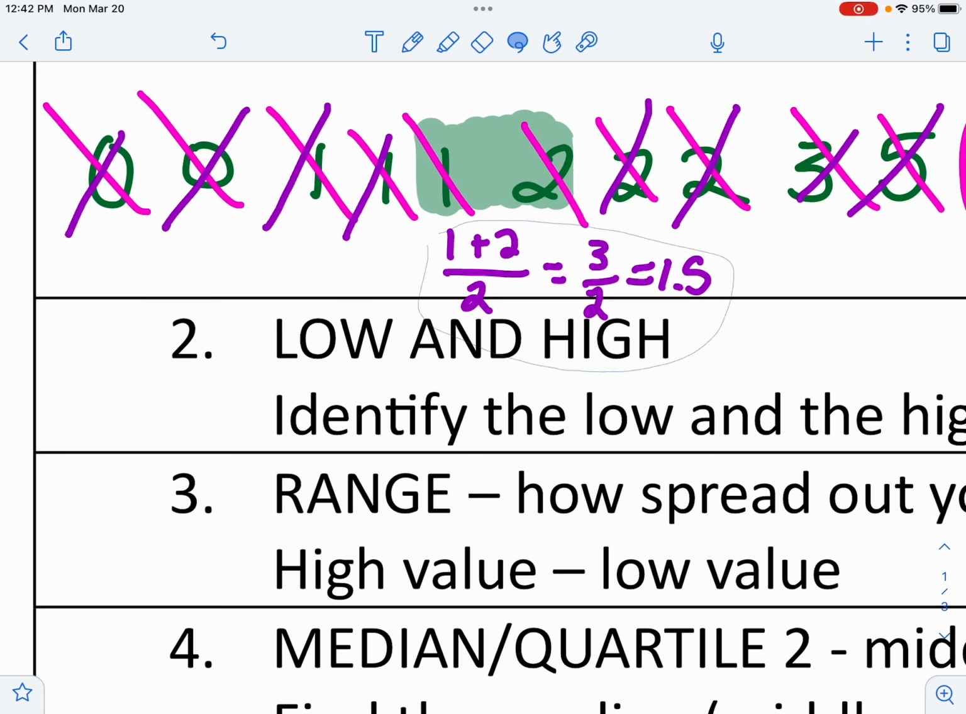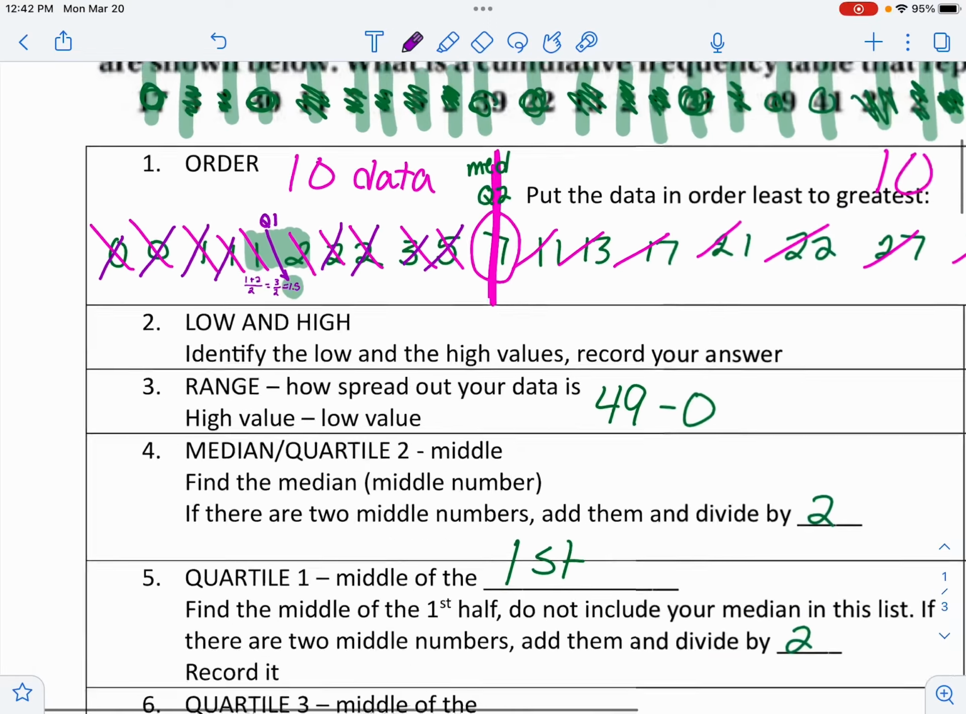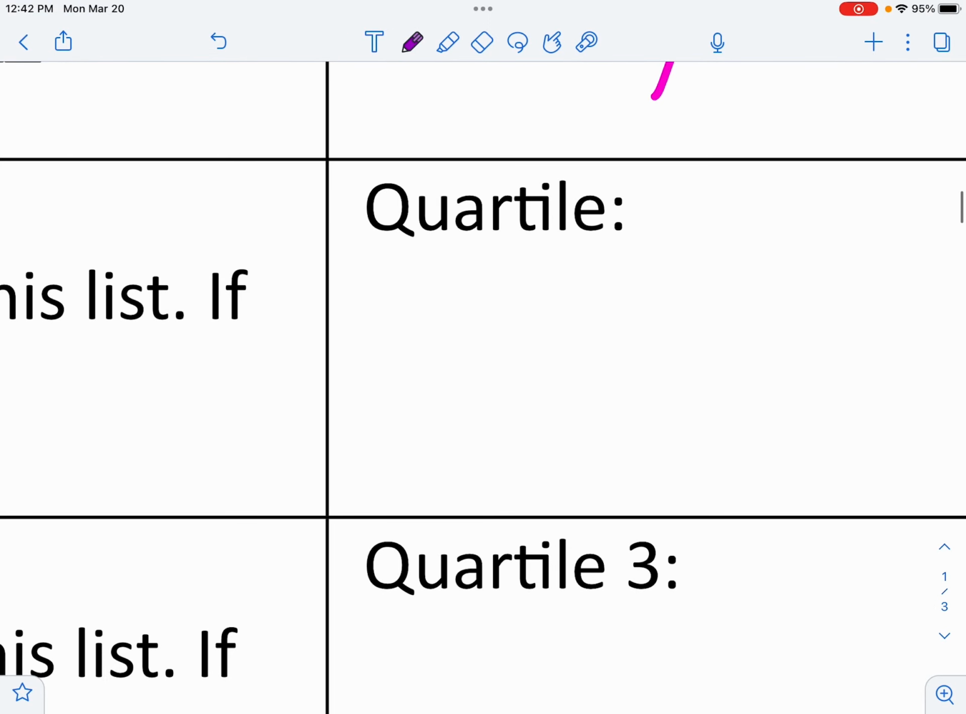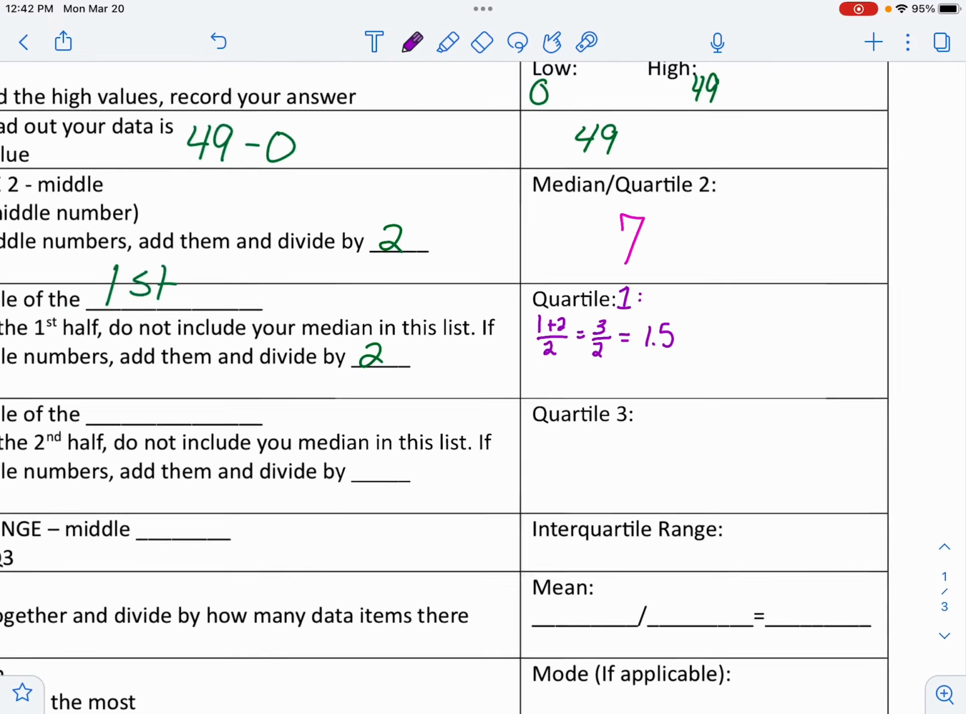I'm going to shrink this down super small. And that is my quartile 1 value. So I'll write Q1, and I'll draw a line to what my Q1 was. It's 1.5. I got that by doing 1 plus 2 divided by 2, which was 3 over 2. Don't type that in the calculator all at once. If you type this in the calculator without parentheses, you won't get it right, which is 1.5. So my quartile 1 is 1.5.